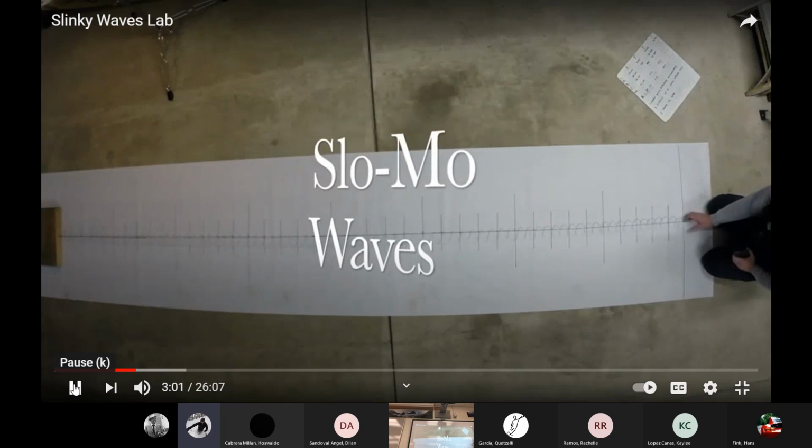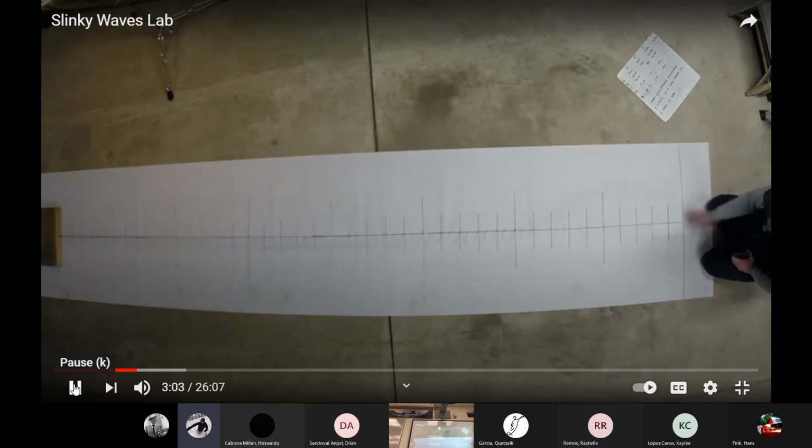Here it is in slow motion. So it's all on the top, isn't it? Then when it reflects back, it's all on the bottom.